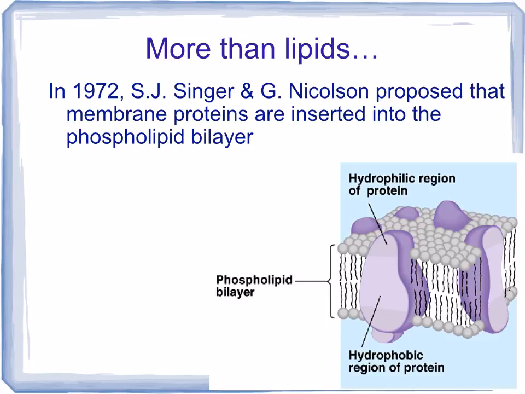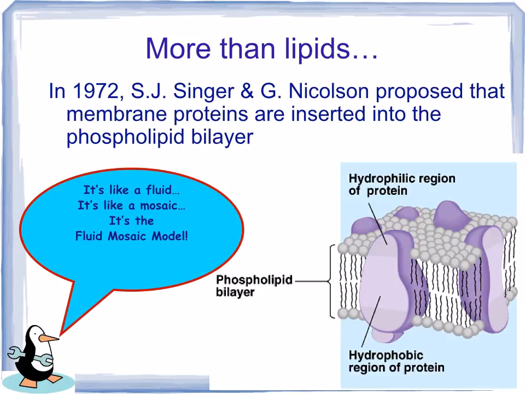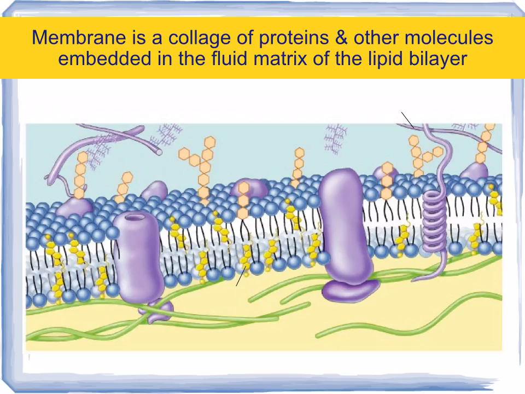In 1972, Singer and Nicholson proposed that the membrane proteins are inserted in the phospholipid bilayer. So, how do we get the name fluid mosaic model? It's like a fluid, it's like a mosaic, so it must be a fluid mosaic model. Now the membrane is a collage of proteins and other molecules embedded in the fluid matrix of the lipid bilayer.